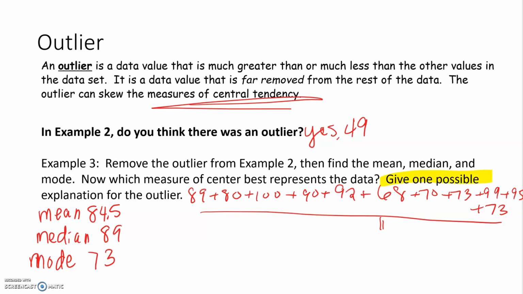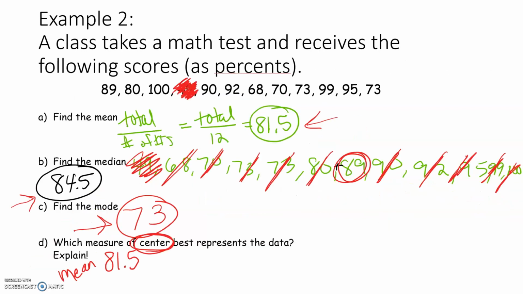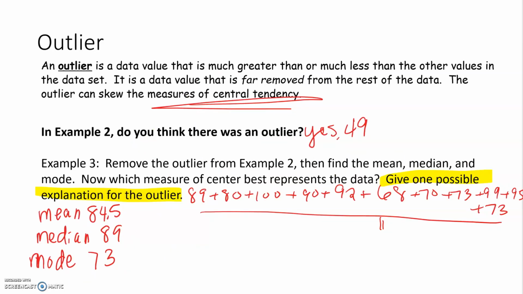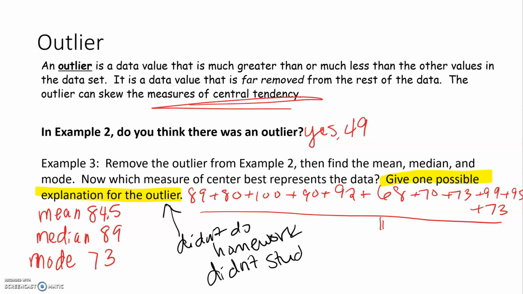And the last thing we're going to talk about is one possible explanation for the outlier. So why do you think there might be a 49% on a math test when other people did not score in the 40s? Okay, so think about, it might be because they didn't do their homework. It might be because they didn't study for a test. Okay, lots of different options of why that outlier might exist. So just think about that as you proceed.